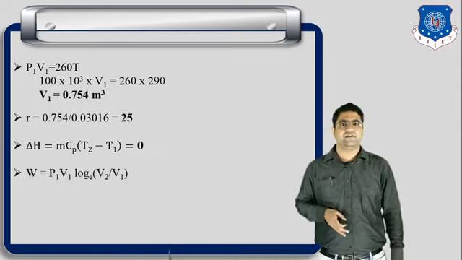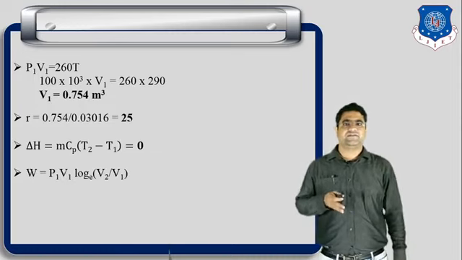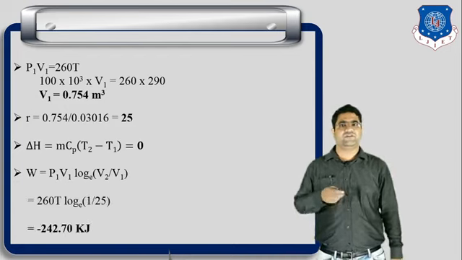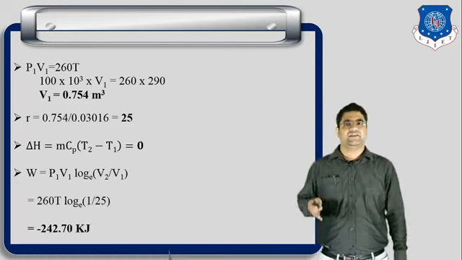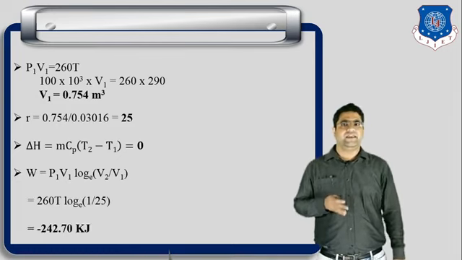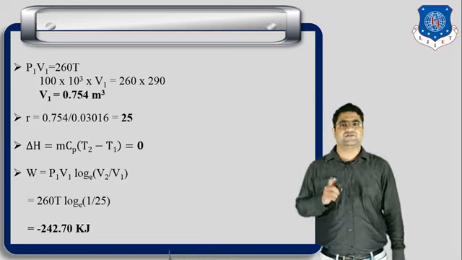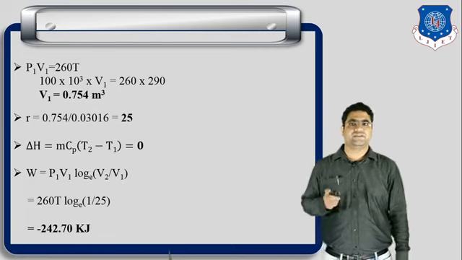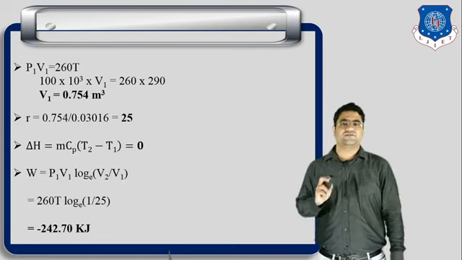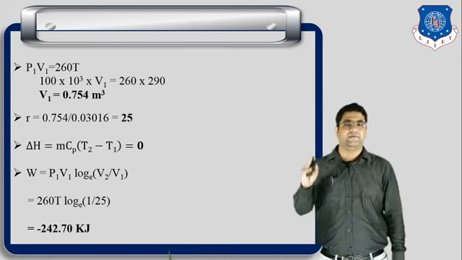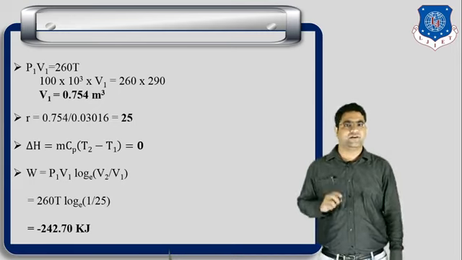Next is the work done. Work done equals P1 V1 ln V2 by V1. We can put the values of V1 and V2 in this equation, that is 260 T ln 1 upon 25. So we get the work done equal to minus 242.70 kilojoule. In this question we have found all the values: the change of enthalpy, compression ratio and work done.